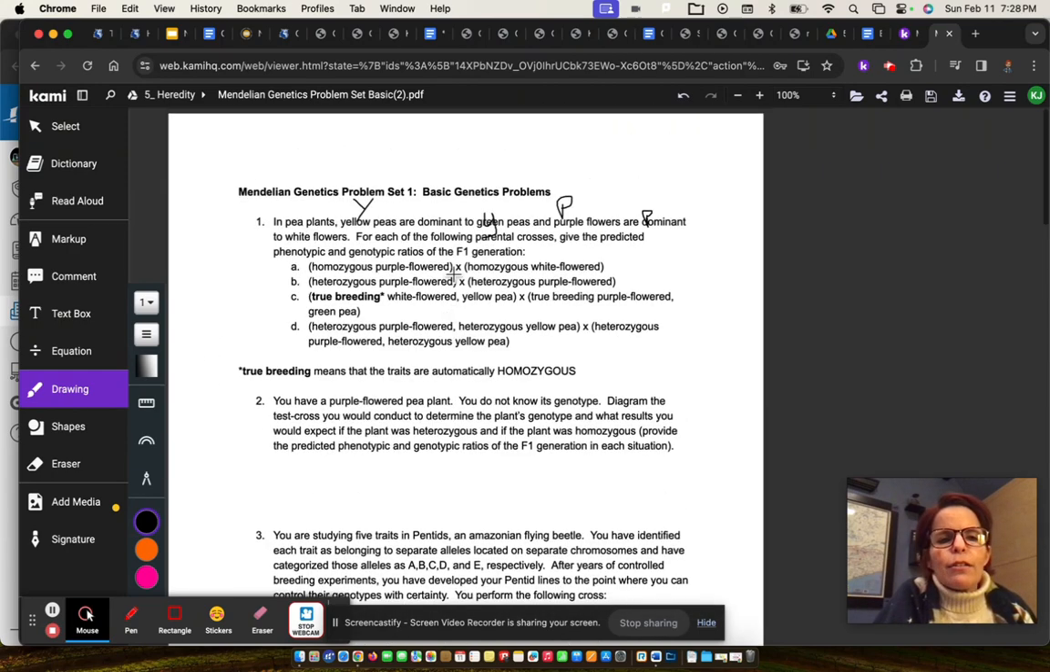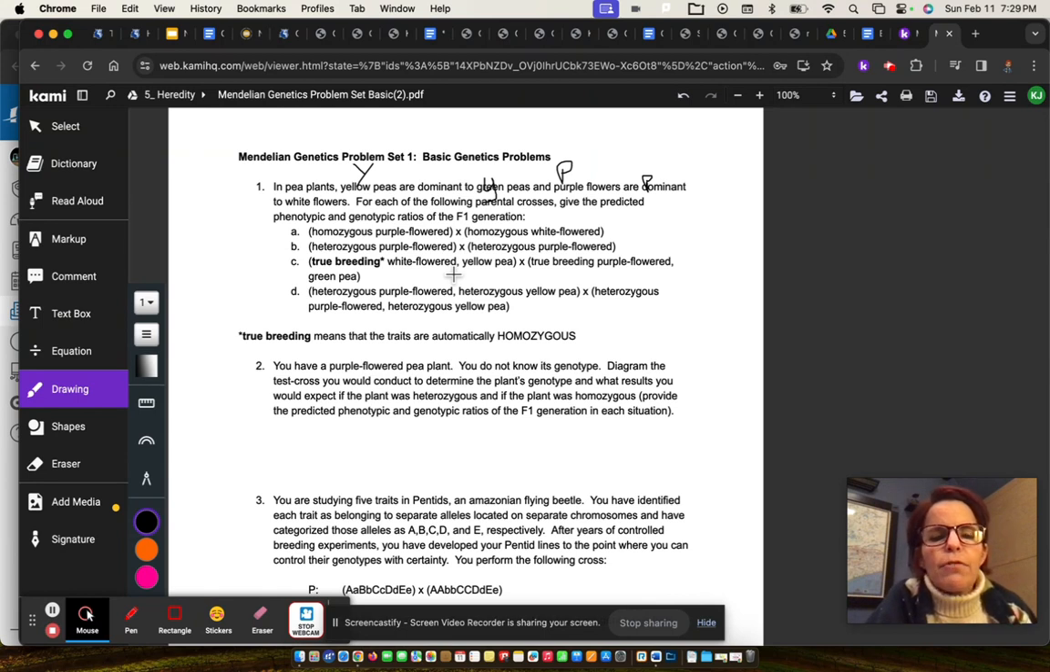And it's asking here to give the predicted phenotypic ratio. So phenotype is what they physically look like. I always tell students to remember phenotype is what they physically look like. So in this case, we're talking about color of the flower. So they physically look purple or white. Those are your two choices. They never blend in what we've learned so far.